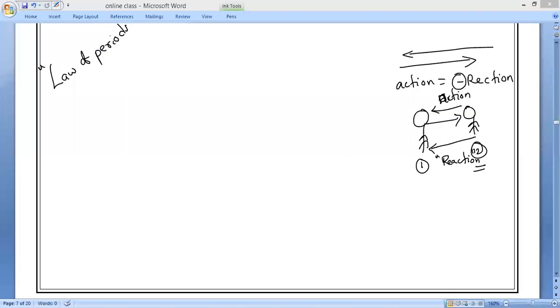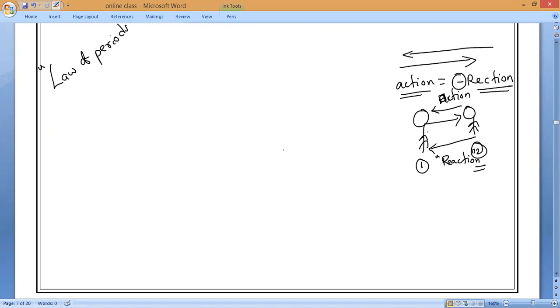So Newton's third law is applicable only when the two bodies are in contact. The action is done by one body and the reaction is shown by another body. Then only we can say that Newton's third law is applicable. If not, Newton's third law is not applicable. No single body will show action and reaction. It is not possible to show in a single body. Always action needs to be shown by one body and reaction needs to be shown by another body.